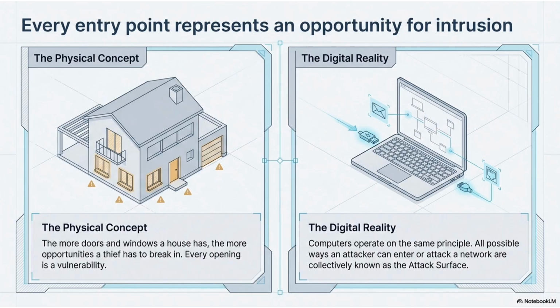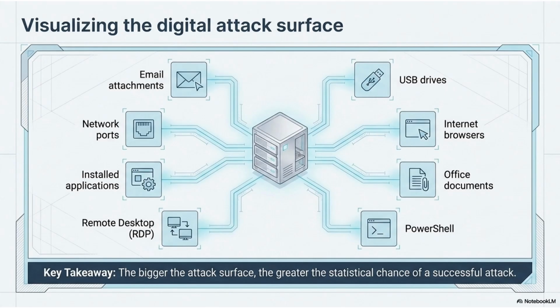Computer works the same way. A computer has many entry points such as email attachments, USB drive, internet browsers, office documents, PowerShell, remote desktop, installed applications, and network ports. All these possible entry points together are called the attack surface. In simple words, attack surface means all the possible ways an attacker can enter or attack a computer or network. The bigger the attack surface, the greater the chance of an attack.